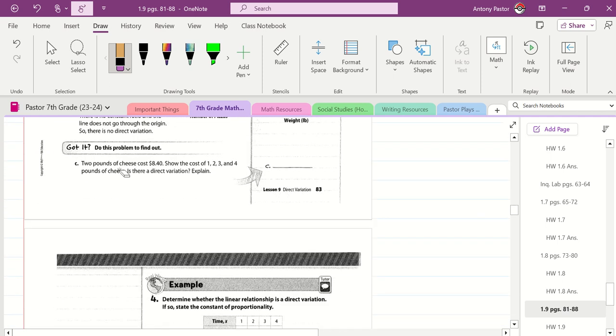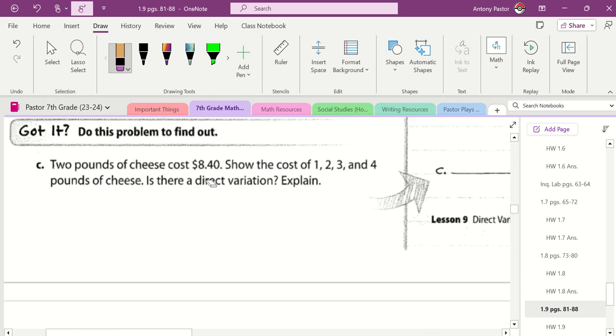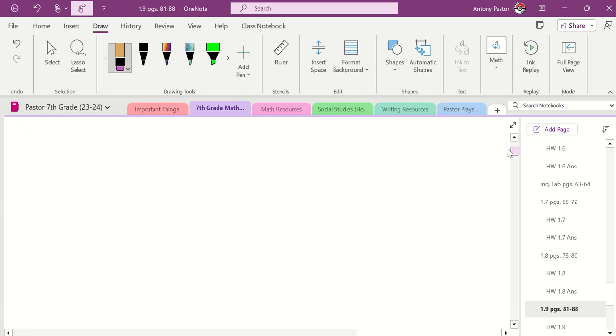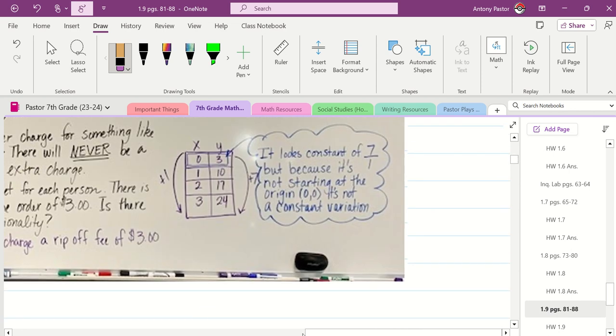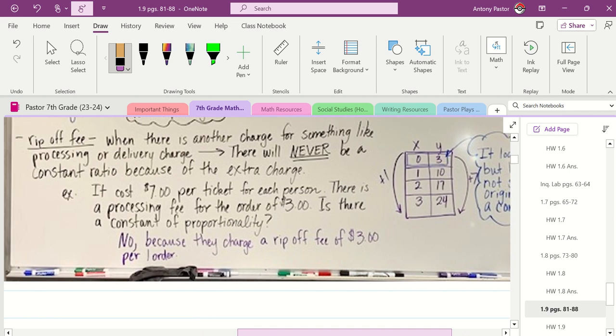2 pounds of cheese costs $8.40. Show the cost of 1, 2, 3, and 4 pounds of cheese. Is there a direct variation? Explain. So I can tell you right off the bat that there is going to be a direct variation because there's no hidden charge. There's no fee, or how Ms. Steiner calls it in the notes, a rip-off fee. There's no rip-off fee. There's no extra charge. There's no delivery fee, nothing.